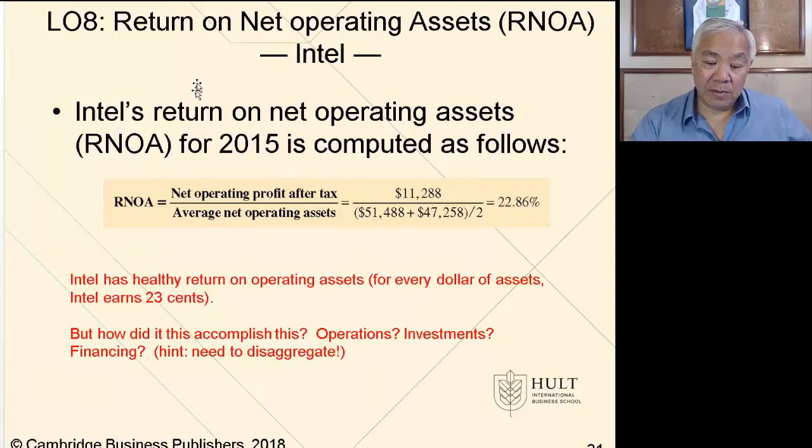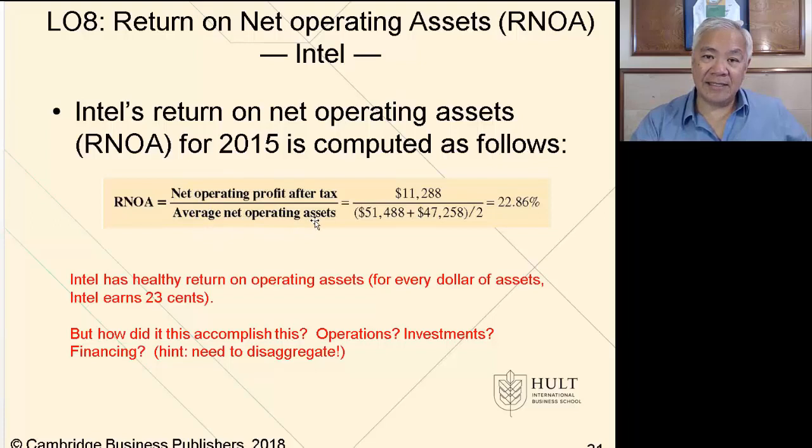All right, so the return on net operating assets. We've done ROA, which is easy: net income divided by assets, super easy. But RNOA is complicated because the numerator is NOPAT. That's the tricky one we just did. The denominator is also tricky.